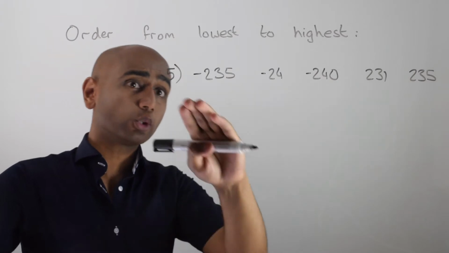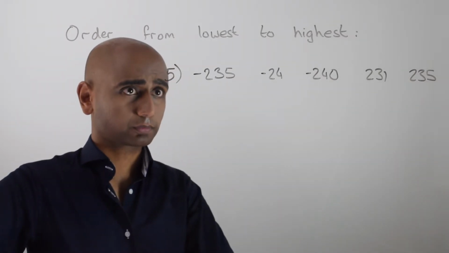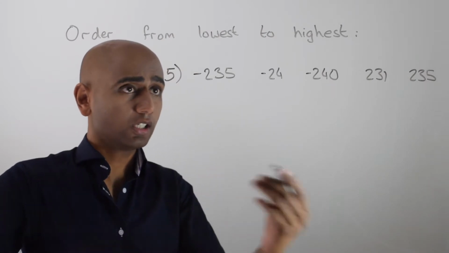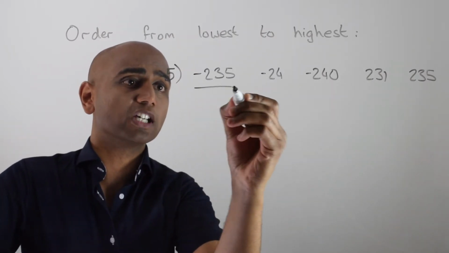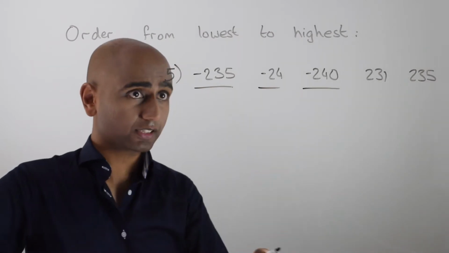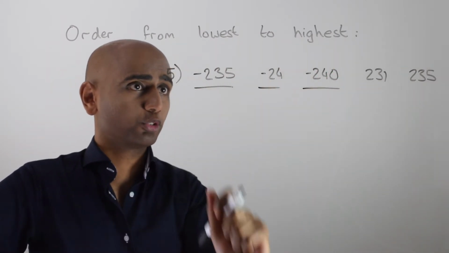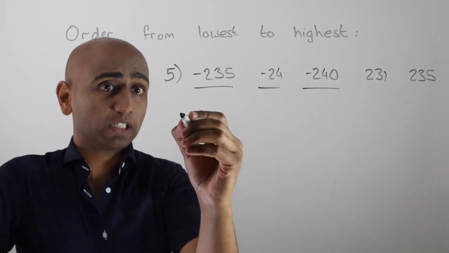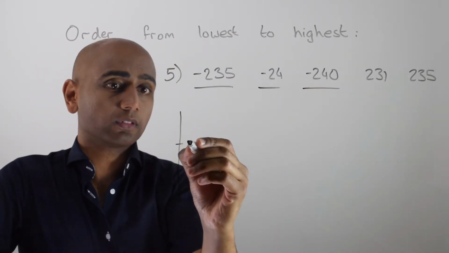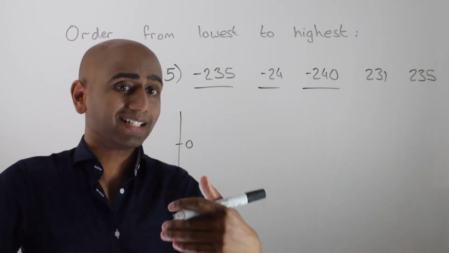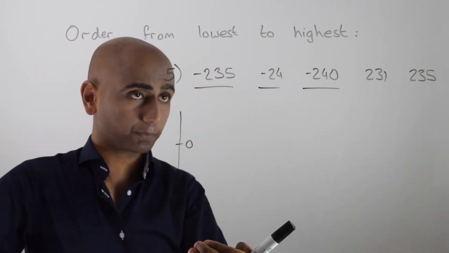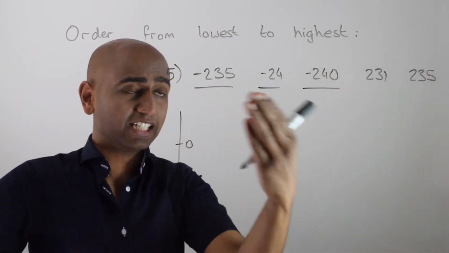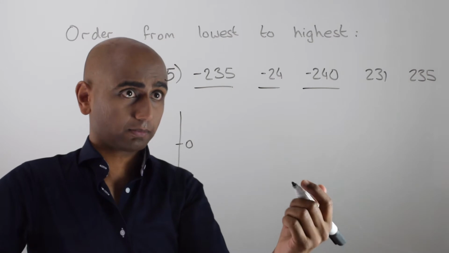In question 5, we have to order these numbers. Again, we've got a mix of positive and negative numbers. So let's look at the negative numbers first. They are our lowest numbers. So we've got to put those 3 in order first of all. Now, remember how the number line works. There's your 0, and your numbers get more negative as you go down. So, the most negative of these are going to be the ones with 3 digits.